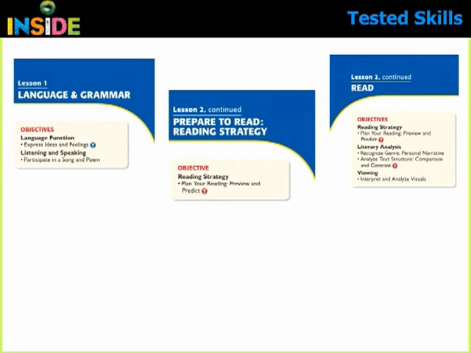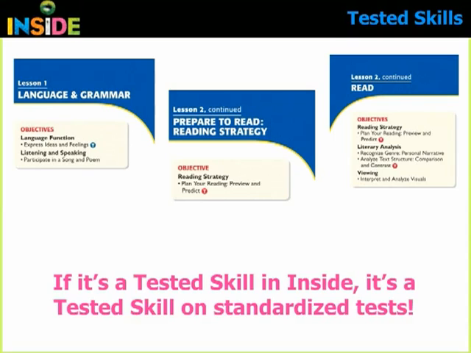You can also see the tested skills, still color-coded, in the objectives box for each lesson. As you can see in these three examples, sometimes everything in the lesson will be tested while other lessons may only have a few elements that will be tested. These T's are your answer. They are your non-negotiables because if it's a tested skill in Inside, it's a tested skill on standardized state tests. So they help you easily identify which lessons and parts of lessons need to be covered.